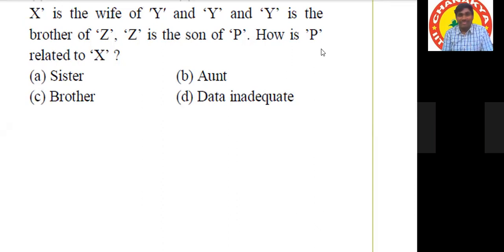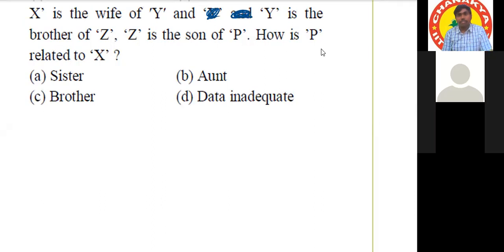Okay, one minute. X is the wife of Y, and Y is the brother of Z. Here the question is, how is P related to X?